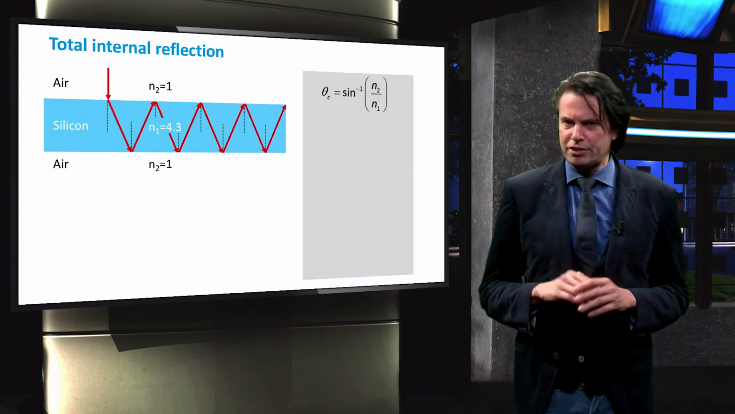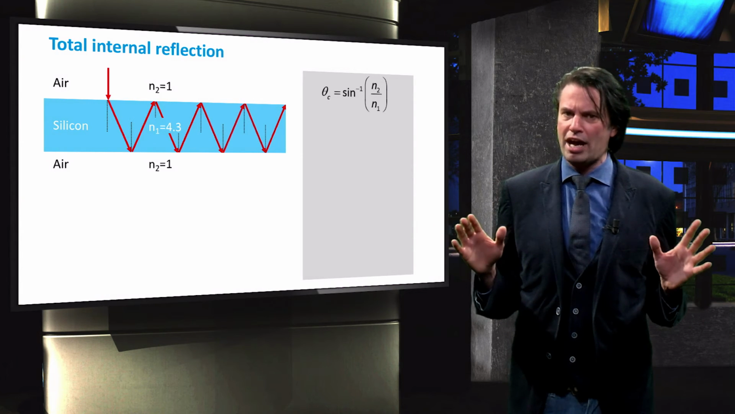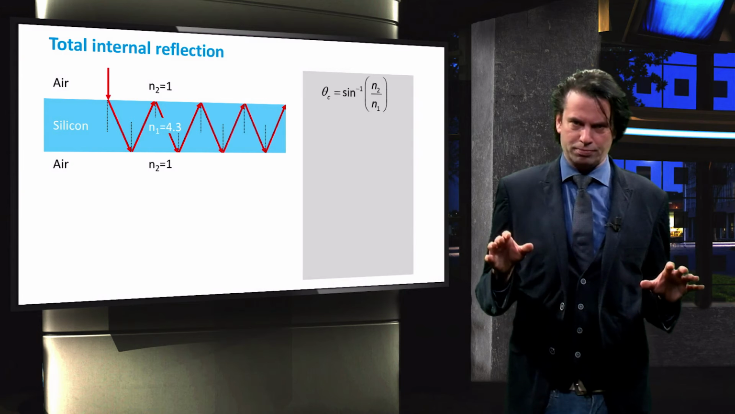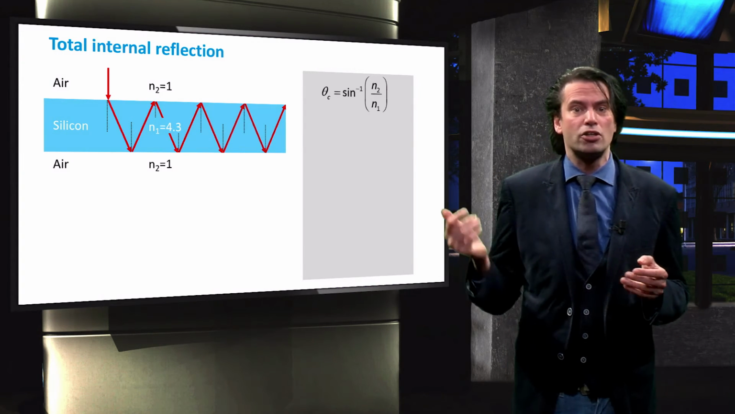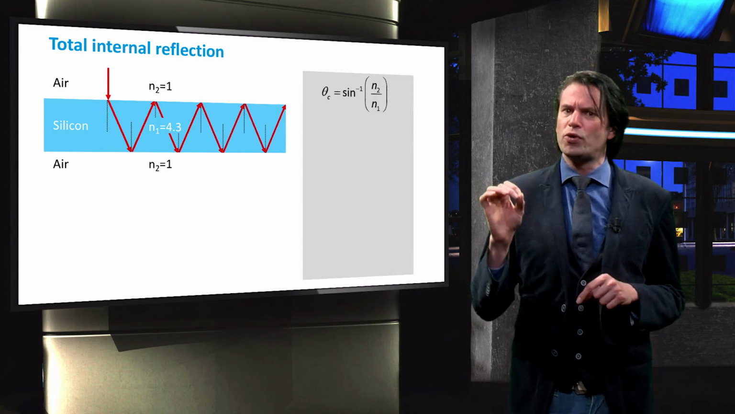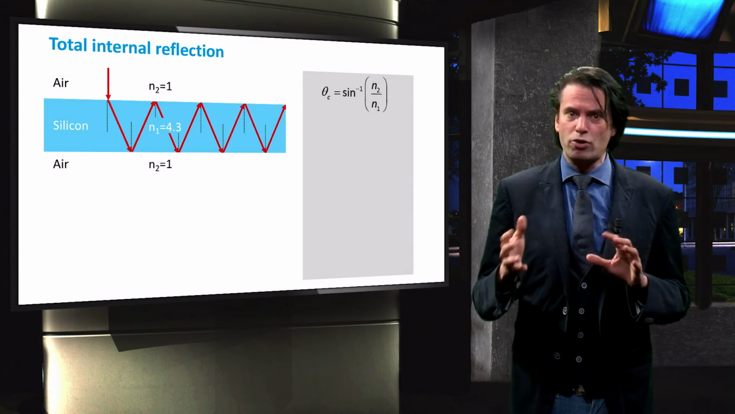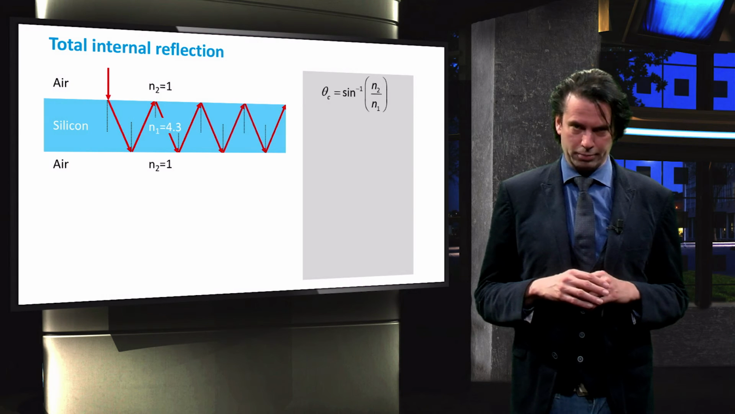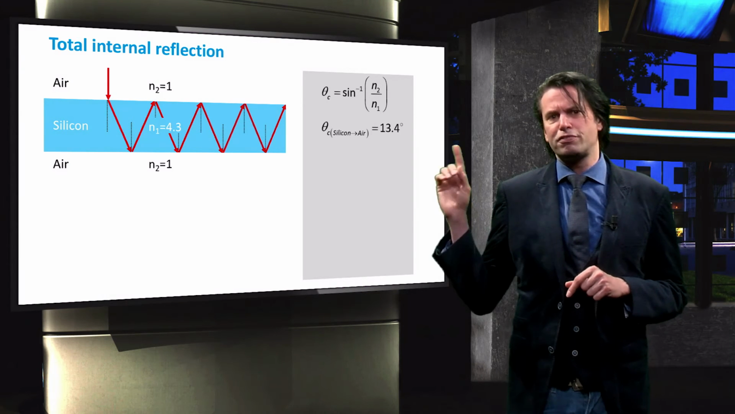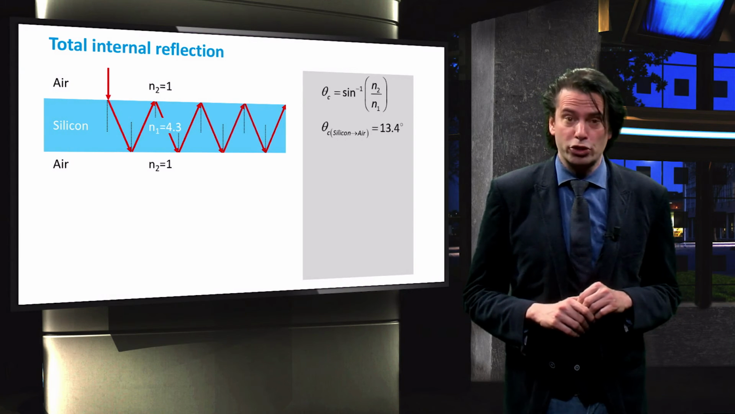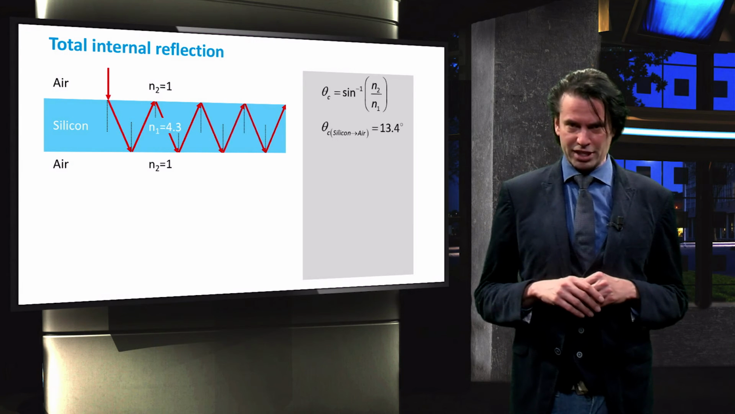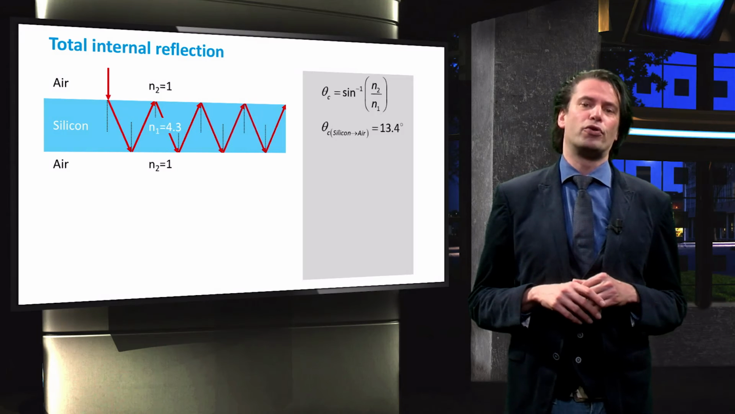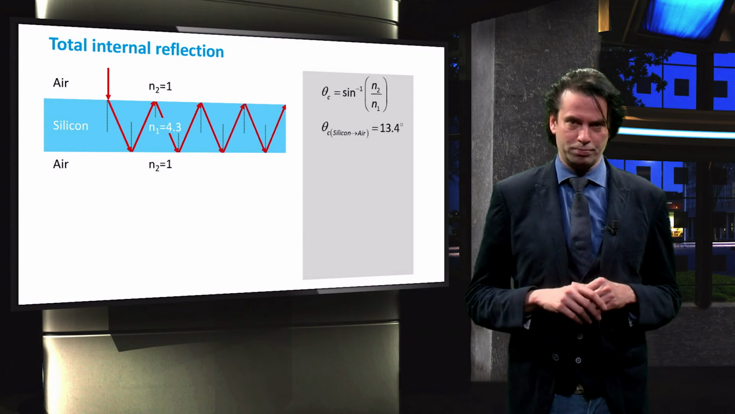We previously derived this equation for the critical angle of the total internal reflection. Since the critical angle depends on the refractive indices of the media, it can be influenced by varying the materials encompassing the absorber layer. In the case of silicon-air, which we just observed, total internal reflection already occurs for incident angles greater than 13.4 degrees from the normal.